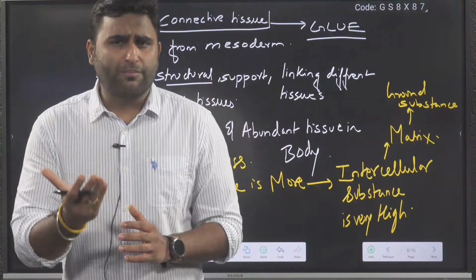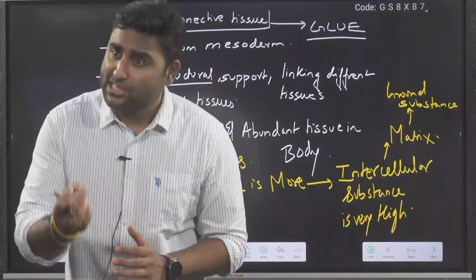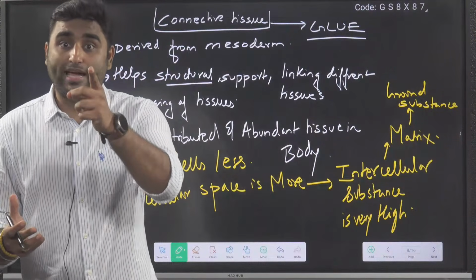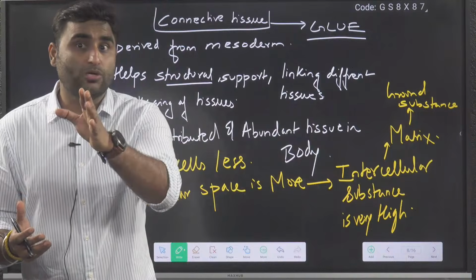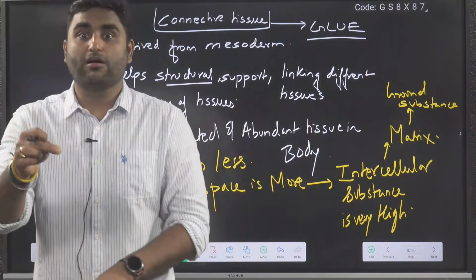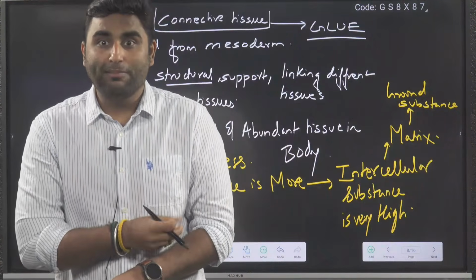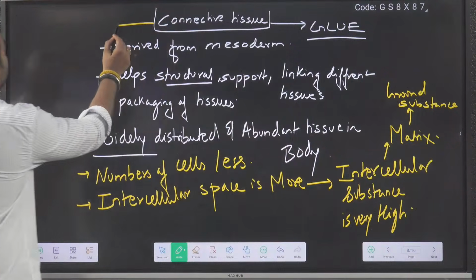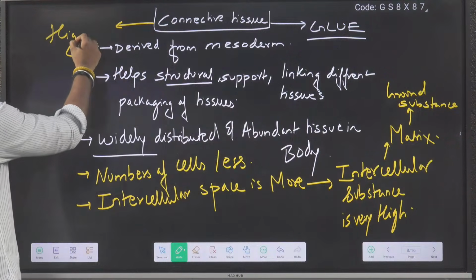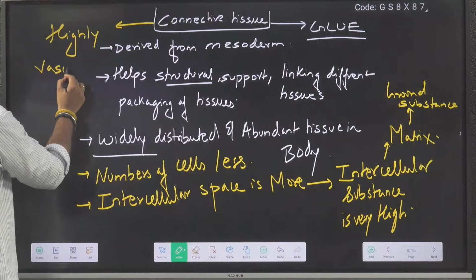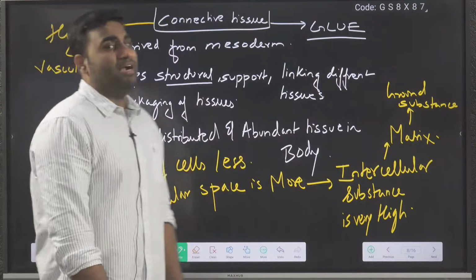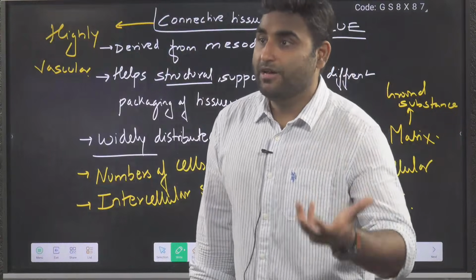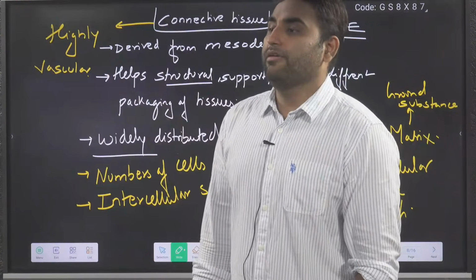Regarding epithelial tissue, we also remember one point: it was avascular, with no blood supply. But with a little injury to your connective tissue, you will bleed. Why? Because connective tissue is highly vascular. Blood supply is very, very high, guys. Are we clear with this?